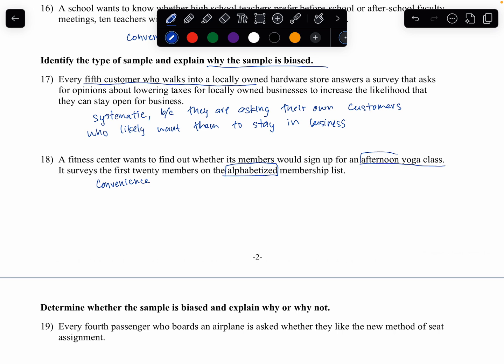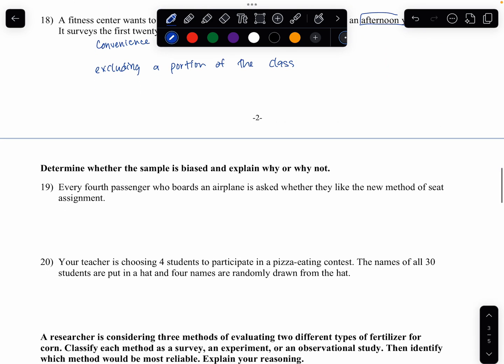So we're just skipping a big portion, I guess, or excluding, I should say excluding a portion of the class. Excluding a portion of the class. I'll just say that, and then I don't really want to type out what I just said, but there we go.